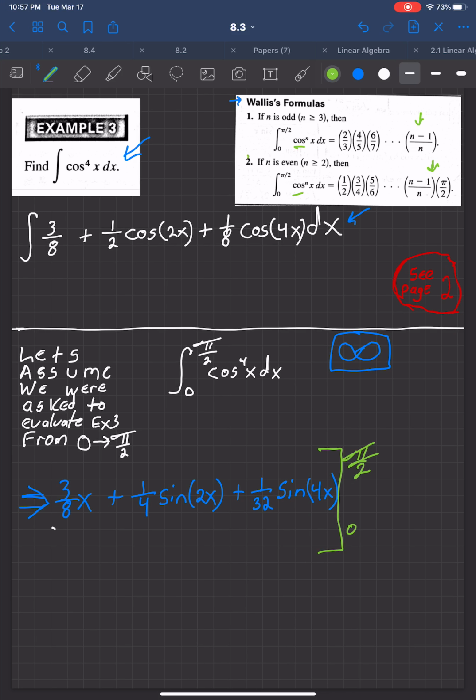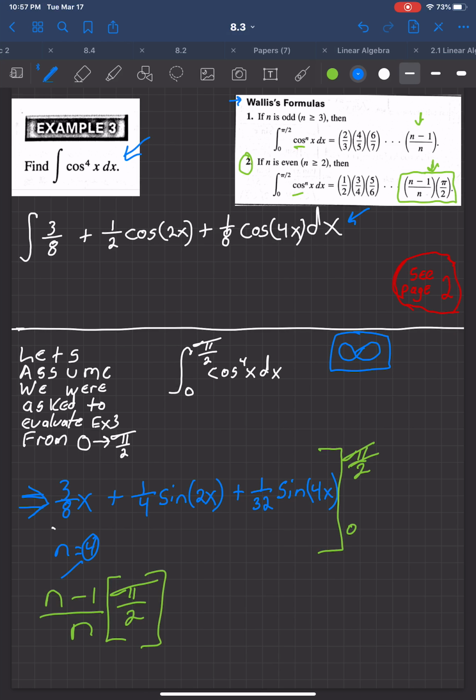Well, we have case 2. If your cosine has an even power greater than or equal to 2, that's what we have. We have cosine to the power of 4. Then notice that we can just go right here. So bear with me. It's telling us that we can actually do no calculus at all. So what is n in this case, if you're awake? It's cosine to the power of 4, so therefore n is equal to 4.